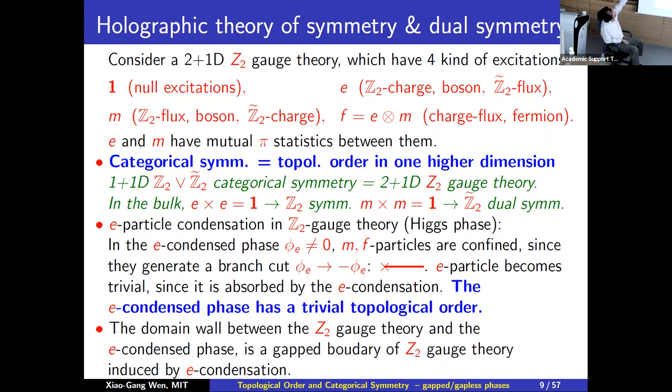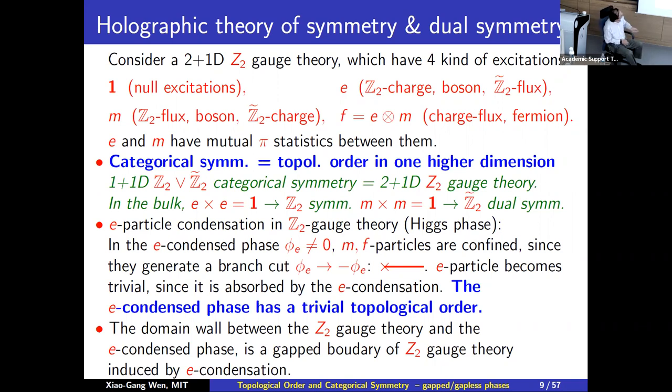So therefore this Z2 gauge theory in one higher dimension we can also call a categorical symmetry. It gave rise to the same picture of this string operator picture. Okay, so the conclusion is that this categorical symmetry can also be viewed as a topological order in one higher dimension.